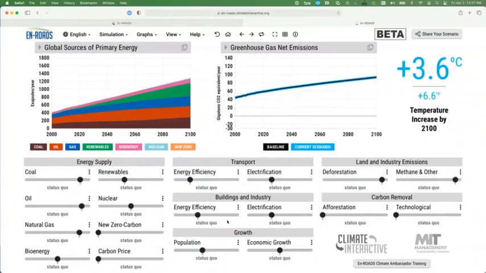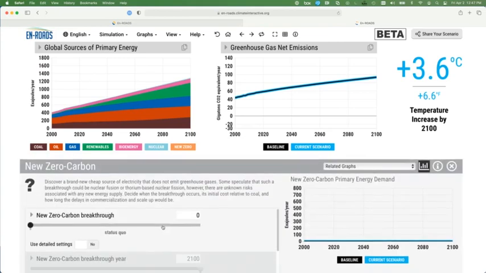Someone will suggest something in your workshop or in your game. "Oh, I think we're gonna have a new technology. What would that do?" So what you do first is you restate back to them in the terms of the model. Like, yeah, a new technology. Well, we call that new zero carbon energy. It could be thorium fission, it could be nuclear fusion, or something else. And we simulate it here, and there's a description underneath you could show them.